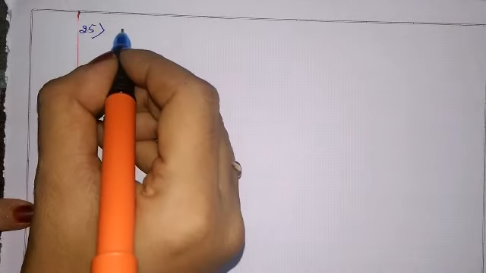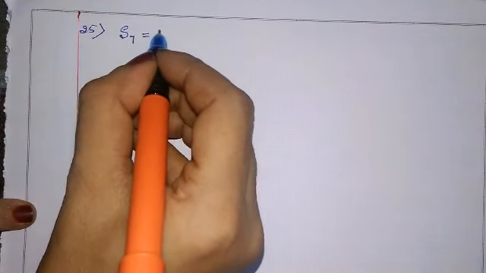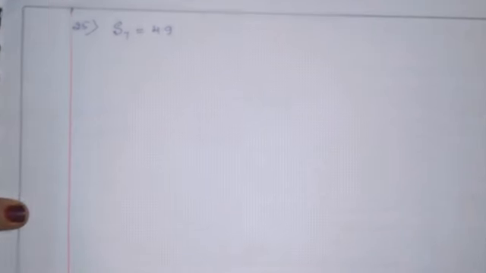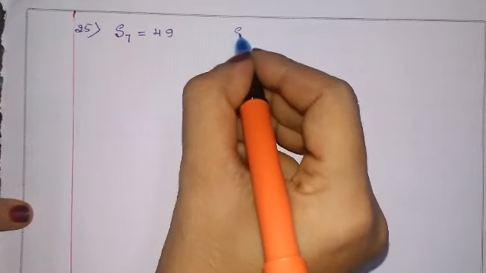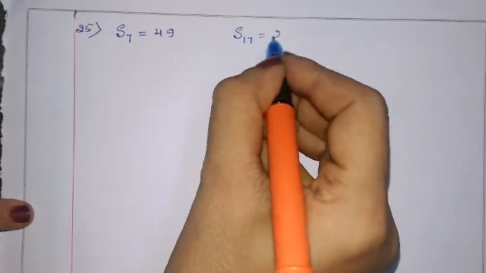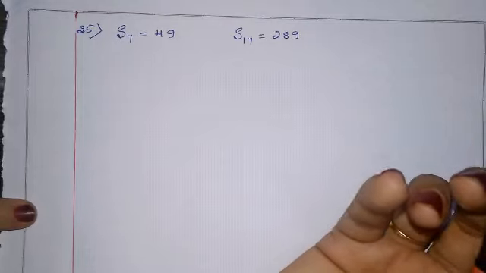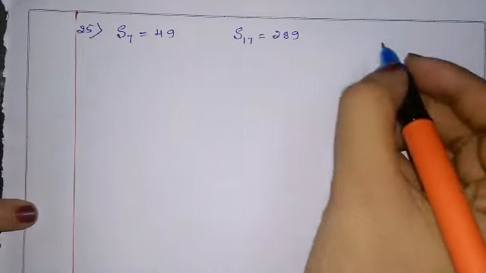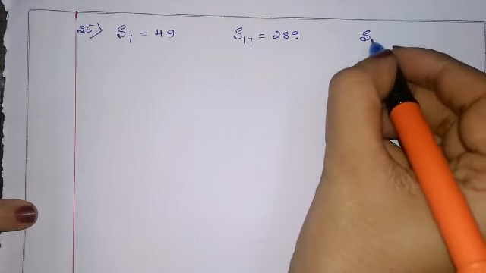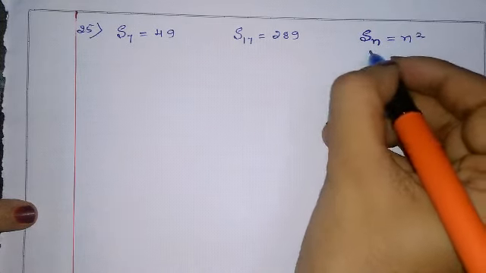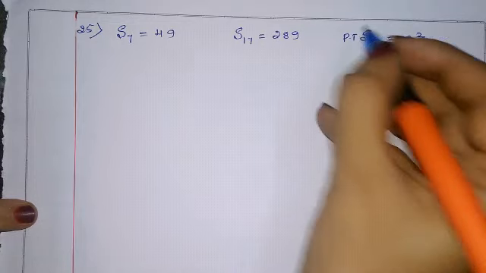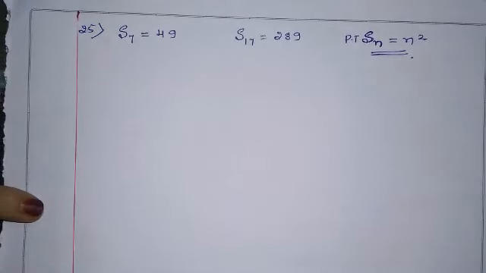What have they told? If the sum of the first 7 terms is 49, the sum of the first 7 terms is nothing but S7 is 49. They have told this in the question. And the sum of the first 17 terms is 289. Then prove that the sum of the first n terms, Sn, is equal to n square. We have to prove this answer. Okay, let us start solving this.